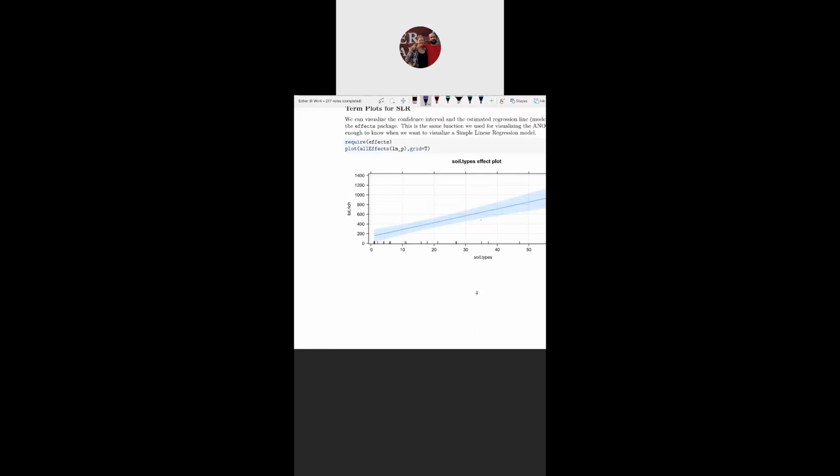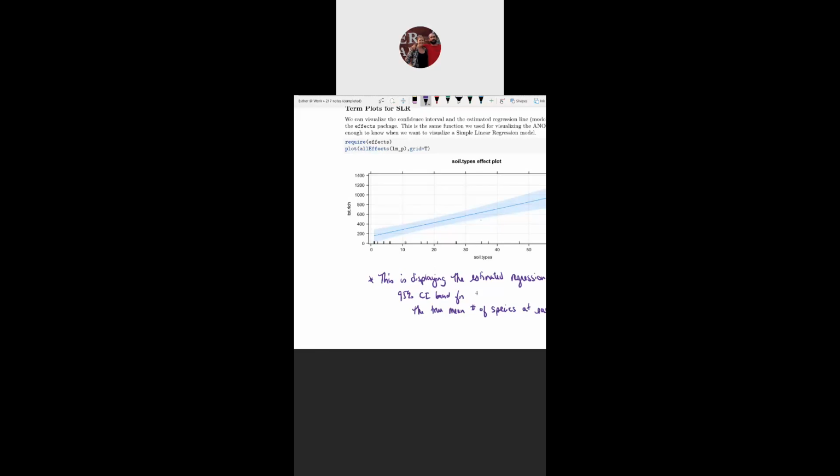So what we're looking at with this plot is that this plot is displaying the linear regression line, or our estimated line, and that's the darker blue line through the middle here, so that line, and then the lighter blue around that is the 95% confidence interval band for the true mean number of species at each value, or each number of soil type.